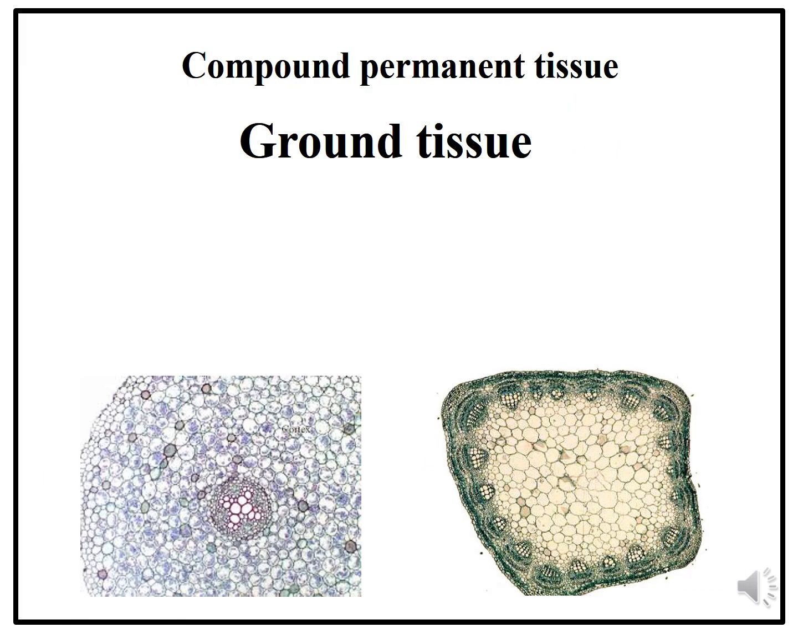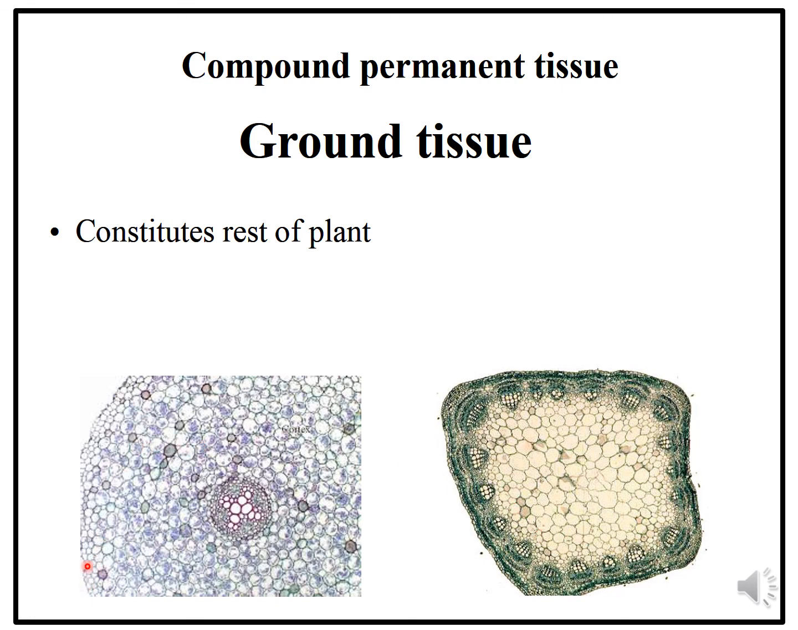The last type of compound permanent tissue that we find is called ground tissue, and that is basically the rest of the plant that excludes the epidermal tissue and the vascular tissue. So it's the rest of the plant. If you look at this picture, for example, of a stem, the single outer layer on the outside of the stem is the epidermal tissue, and these are vascular bundles, but the rest of the plant is composed of ground tissue.